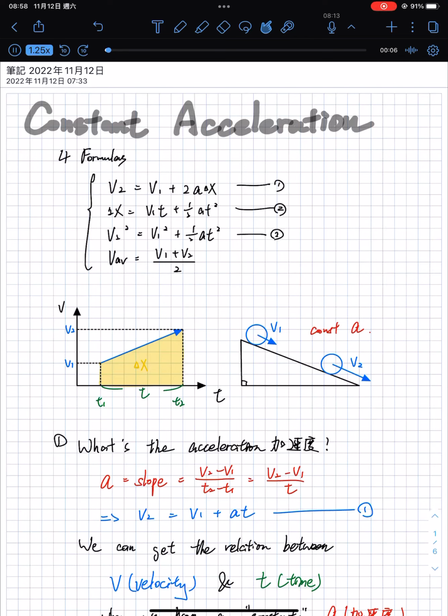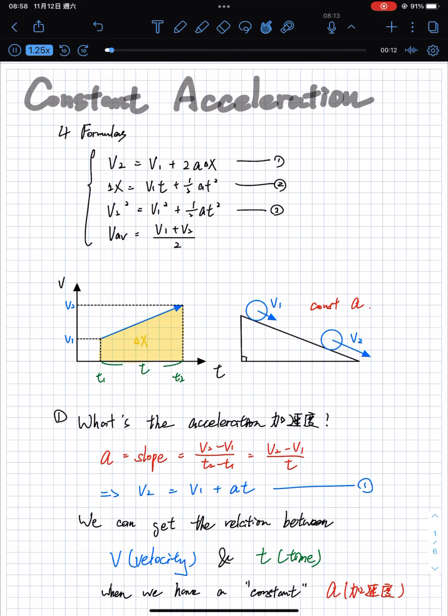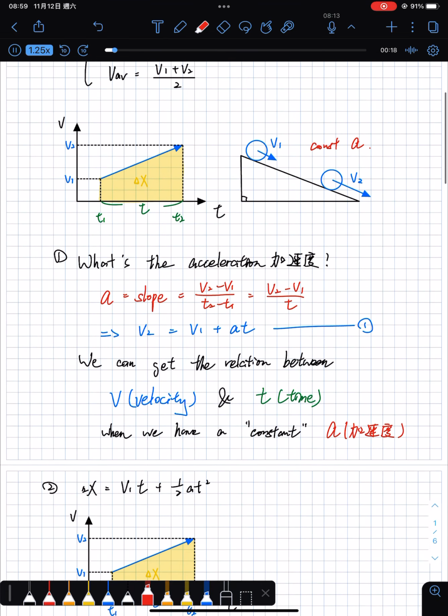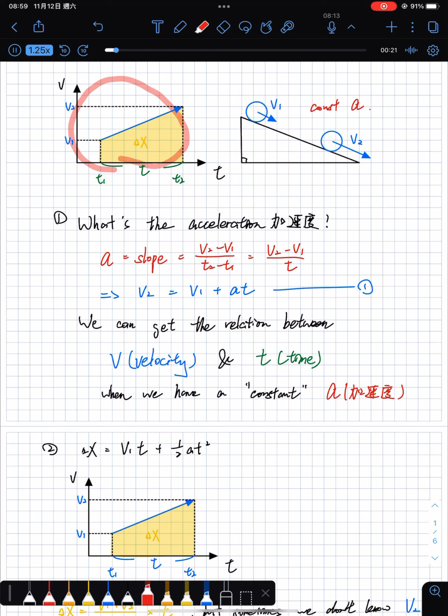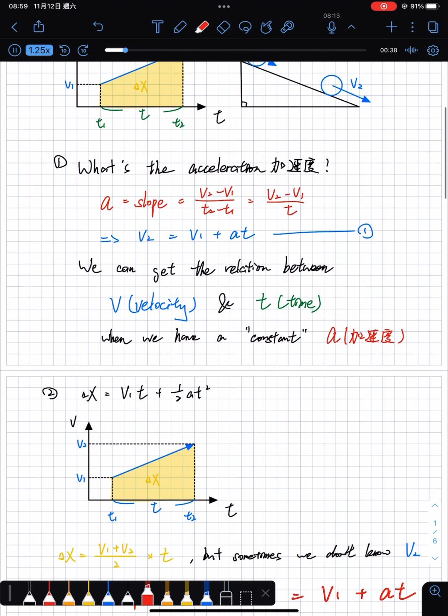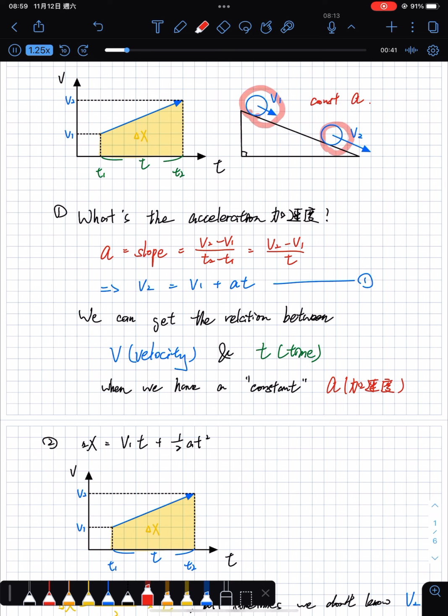Today's lesson is constant acceleration, and we're talking about how we get the four formulas. First, the graph on the right side is a VT graph. What's V? V is velocity, and T is time. And first, what's the acceleration for this ball? This ball is dropped, and the velocity becomes bigger and bigger.